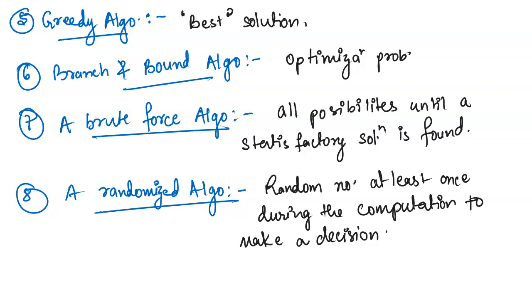So this is basically the video on the different types of algorithm. In this video we have understood the 8 different types of algorithm. So I hope you understand this video.